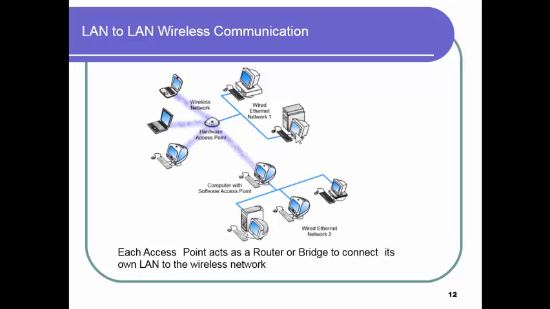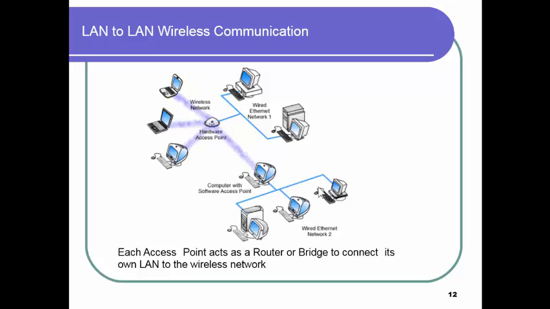In this scenario, we can see LAN to LAN wireless communication. Here we can see wired Ethernet network 1. Once again, one desktop computer and a server computer are connected by using Ethernet cable, and one hardware access point is also connected to the backbone or the Ethernet cable. The laptop and the other desktop computers are communicating with the hardware access point.